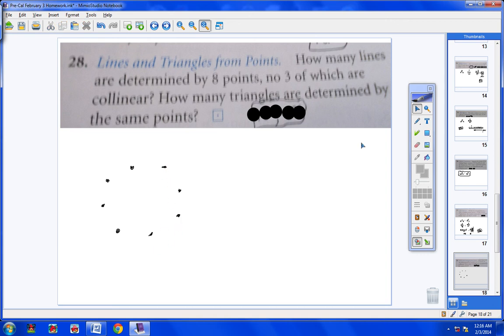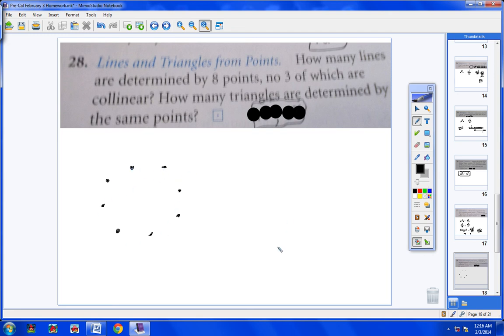That should do it. That looks pretty good. Okay, so let's look again at what it's asking. How many lines are determined by 8 points? Out of these 8 points, no 3 can be collinear. Well, this is fine. No 3 points line up in a straight line.